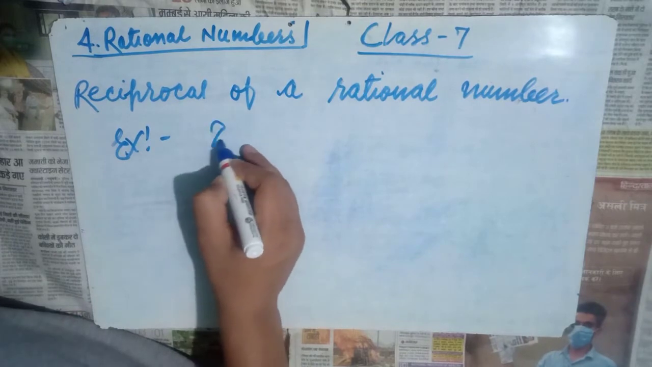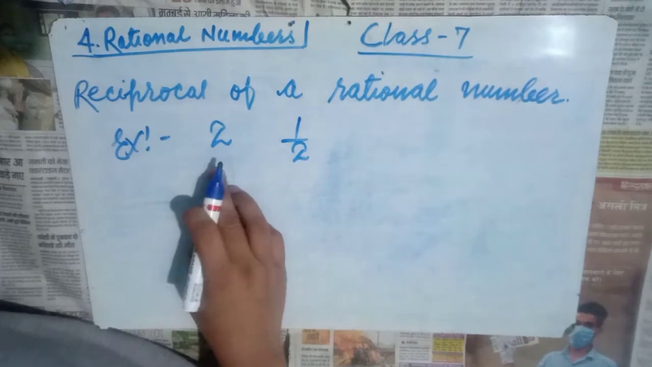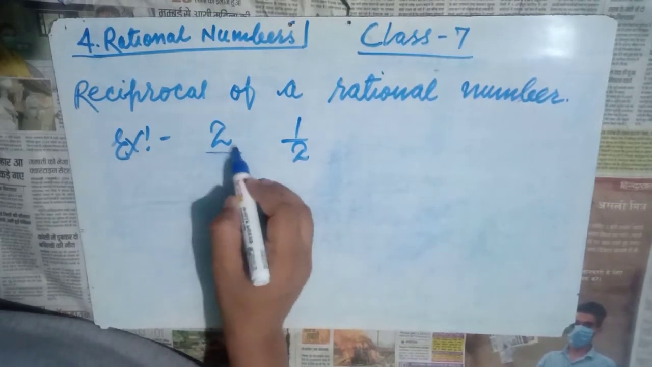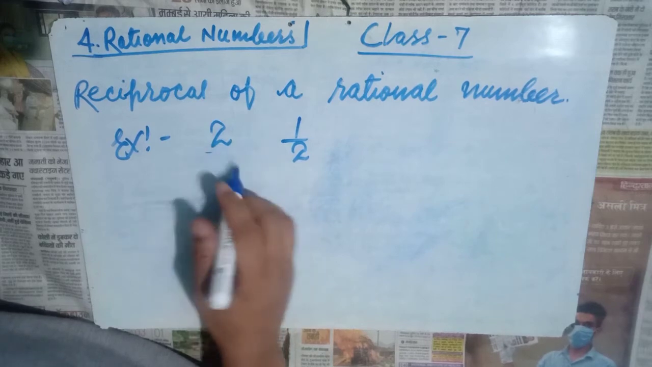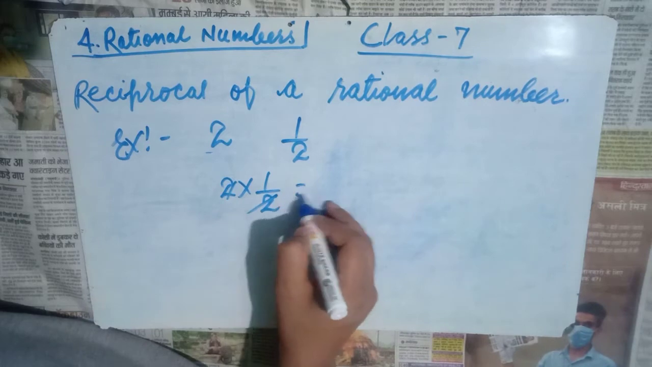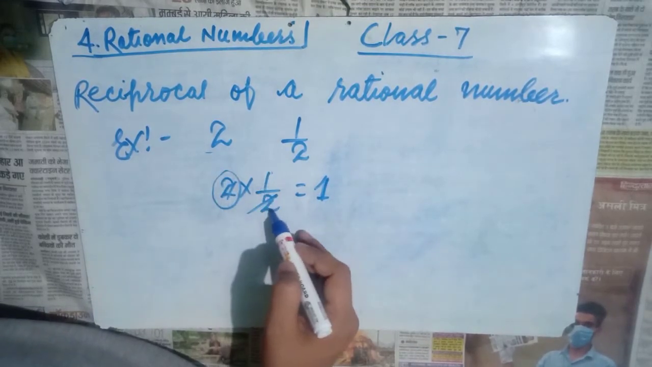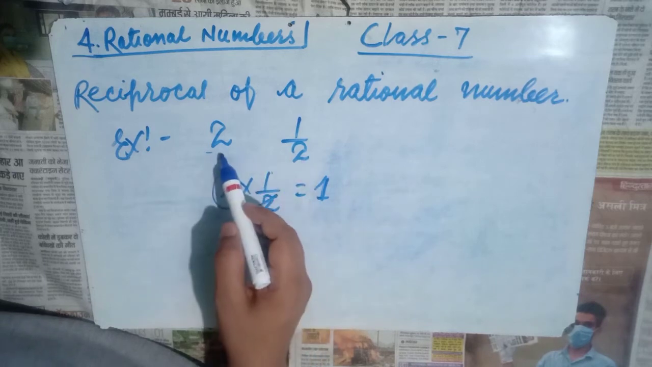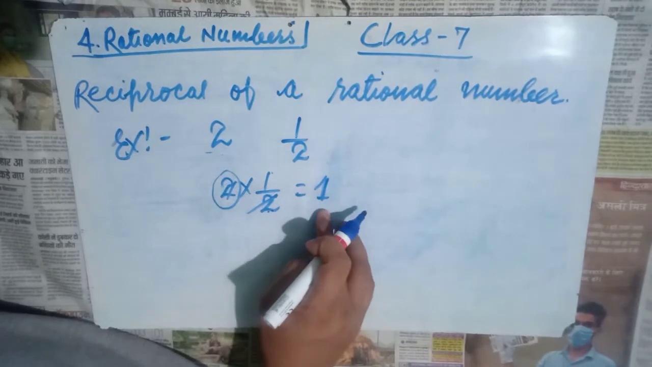suppose 2 and 1 by 2, both are rational numbers, because these numbers can be written in p by q form. So when we multiply 2 by 1 by 2, this gives us 1. Then we can say 2 is the reciprocal of 1 by 2, or 1 by 2 is the reciprocal of 2. Why? The product of these two numbers gives us 1.